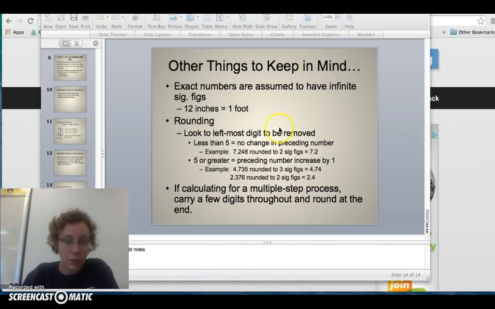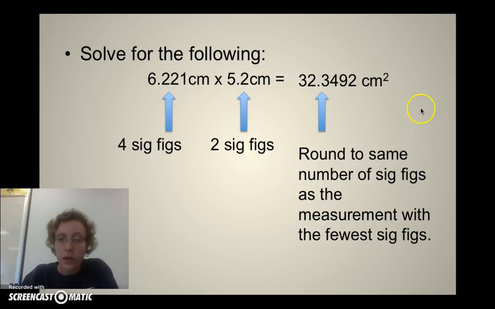Let me try to move that again. Round to the same number of sig figs as the measurement with the fewest sig figs. So in this case, we would round to 2 significant figures. 32 would be our answer. And again, we do need that unit. We're going to be talking about rounding here in a moment. I think it's the next slide, actually.